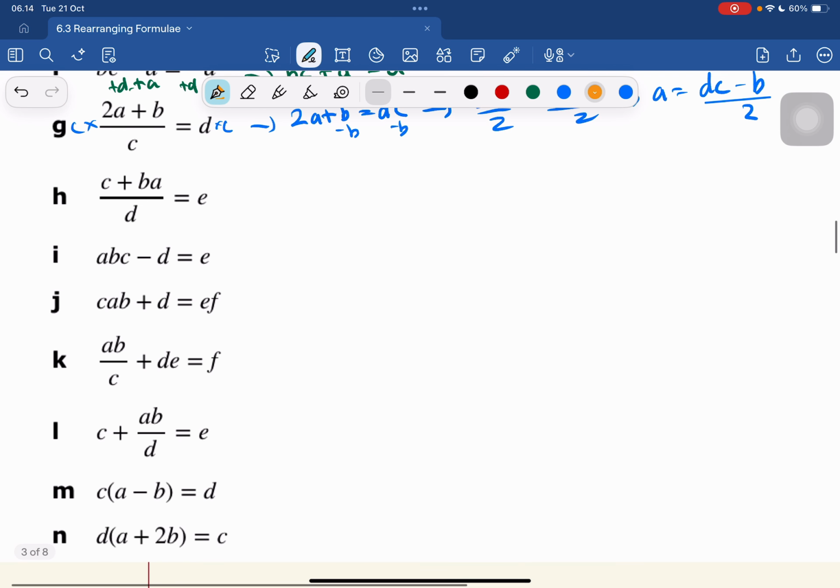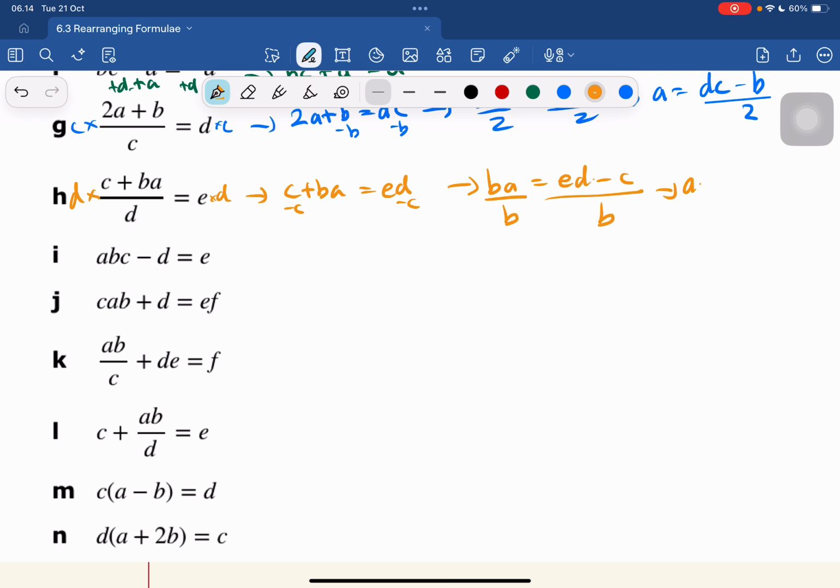Okay, to make it D here over D, we need to multiply by D on both sides. It's going to be C plus BA equals ED. Okay, we've got minus C here, minus C, so BA equals ED minus C. So we divide by B to make it only A. So A equals ED minus C over B.